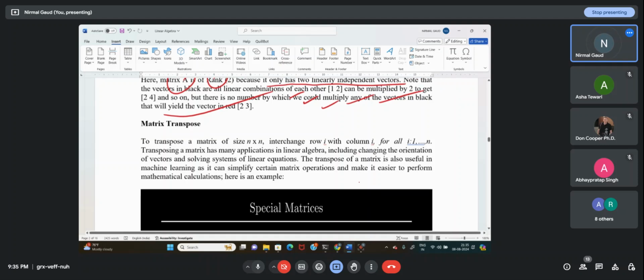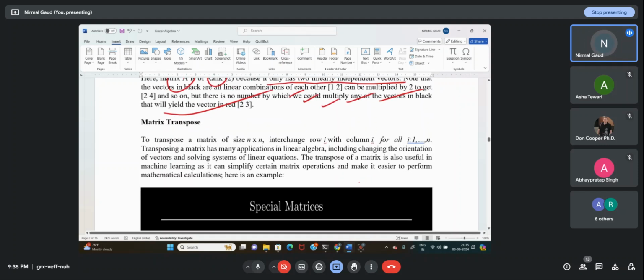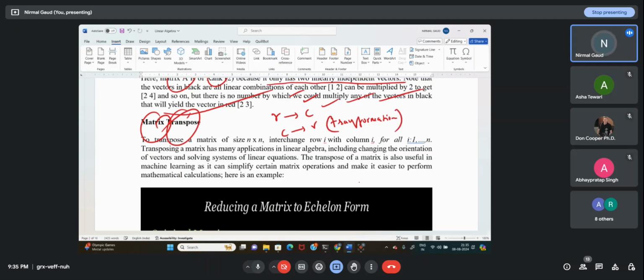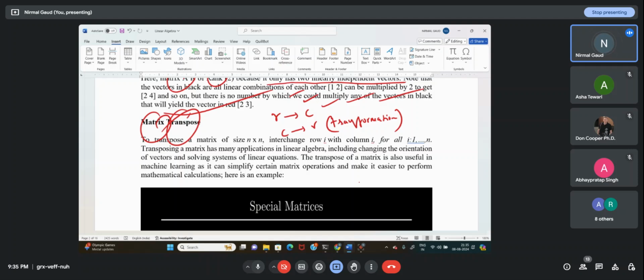Fine. The next topic is the transpose of a matrix. Transpose is a transformation of rows to columns and columns to rows. If we convert rows to columns and columns to rows, this is the transpose of a matrix.